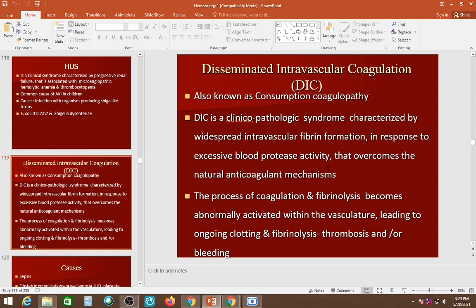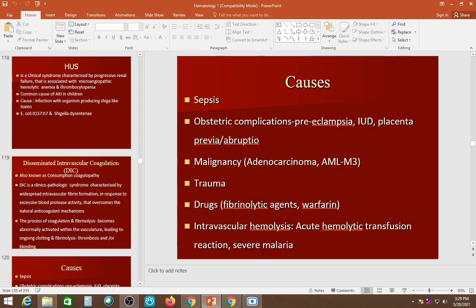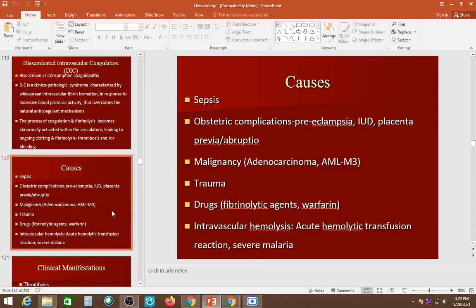So let me repeat, DIC is a clinicopathologic syndrome characterized by widespread intravascular fibrin formation in response to excessive blood protease activity that overcomes the natural anticoagulant mechanism. The process of coagulation and fibrinolysis becomes abnormally activated within the vasculature, leading to ongoing clotting and fibrinolysis, resulting in thrombosis and bleeding. This is quite important because you might get a short note on this.